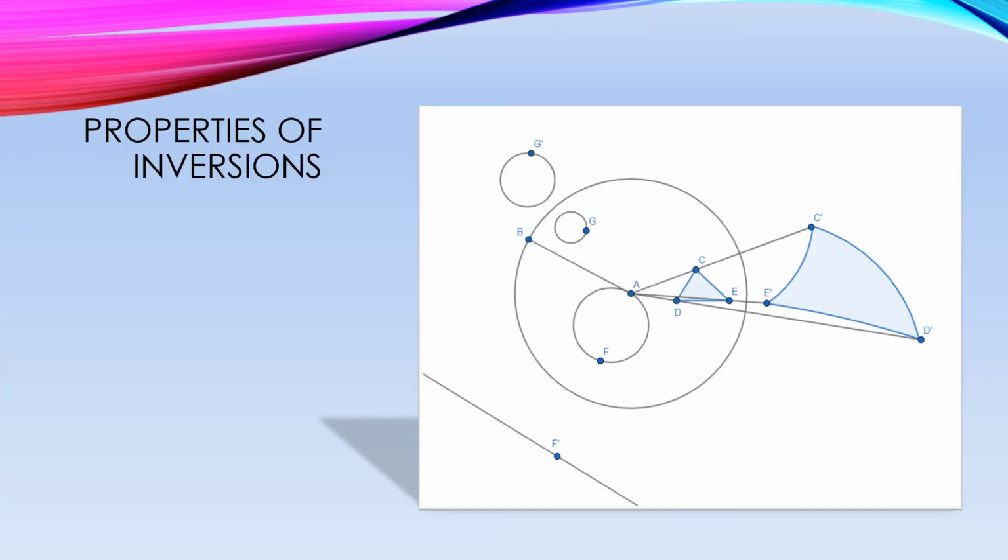Let's take a look at a few properties of inversions that will be helpful to us. Inversions are conformal, which means they preserve angle measures. So if you look at triangle CDE, the angles at C, D, and E are preserved by inversion to C prime, D prime.